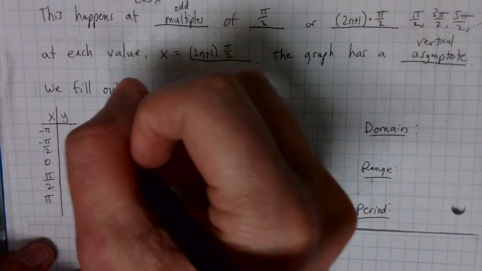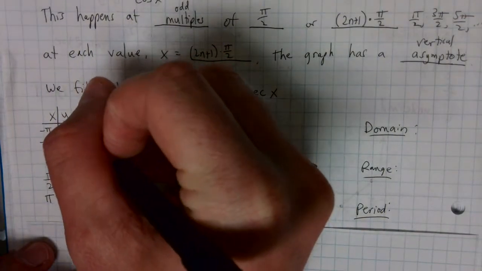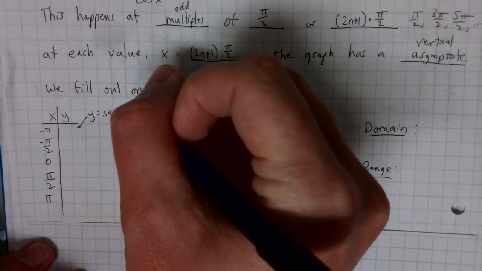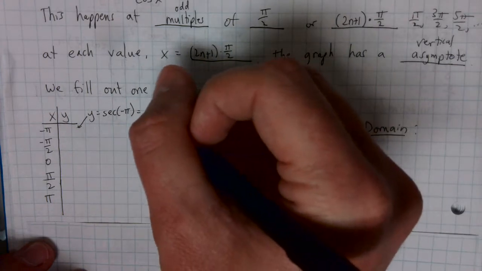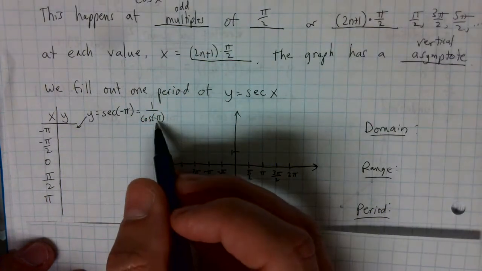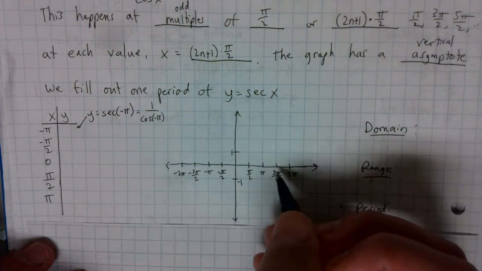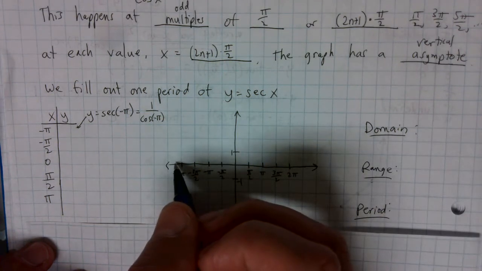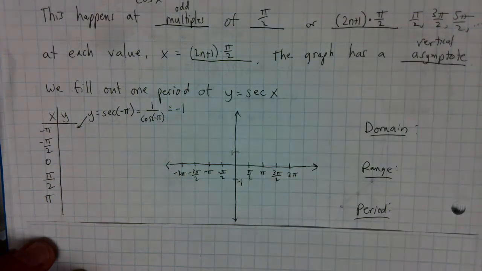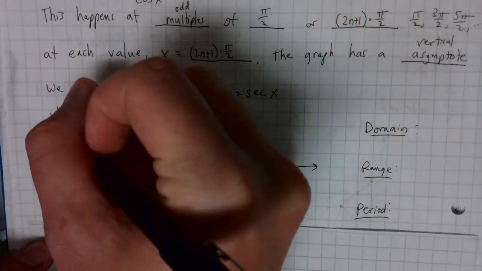So what we get for our y values, for that first one, y is the secant of negative pi, which is, again, 1 over the cosine at negative pi. Well, cosine at negative pi, if you imagine we're on the x-axis over here, the cosine is negative 1 there. So what we get is 1 over negative 1, or just negative 1.